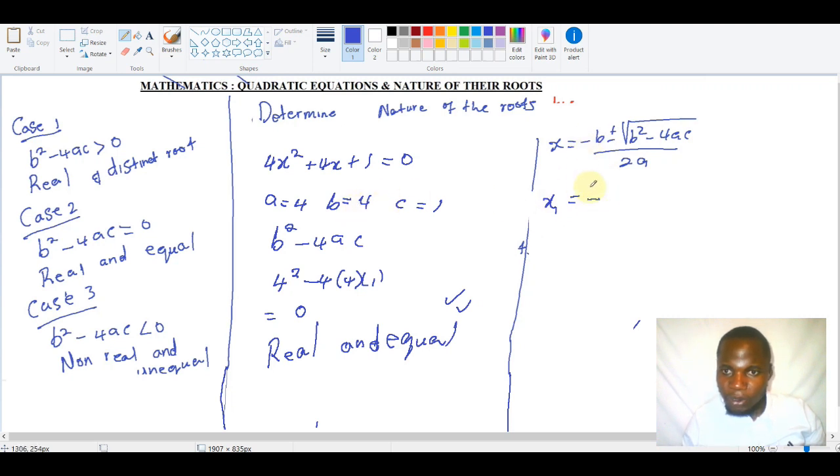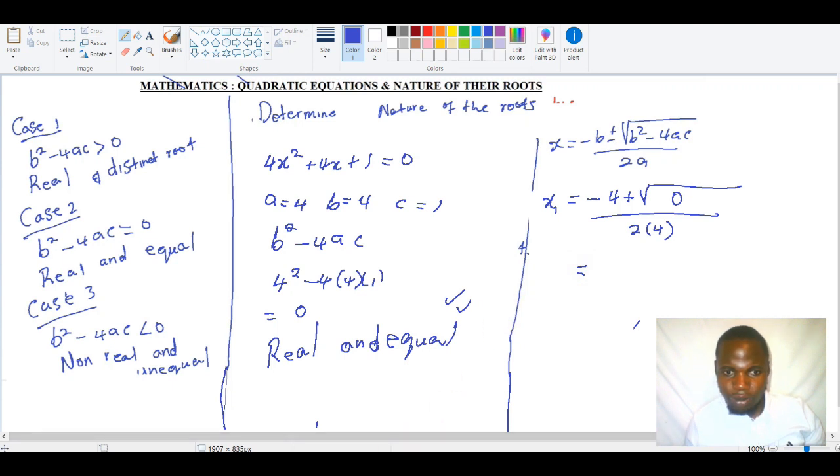So what is our b? It is a 4. Plus, because in the first case we put a plus. If you decide to start with the one with a minus, put a minus, then it becomes x1. It is no problem. Then remember the b squared minus 4ac, you got that to be 0, and then over 2a. And what is our a? Our a is a 4.